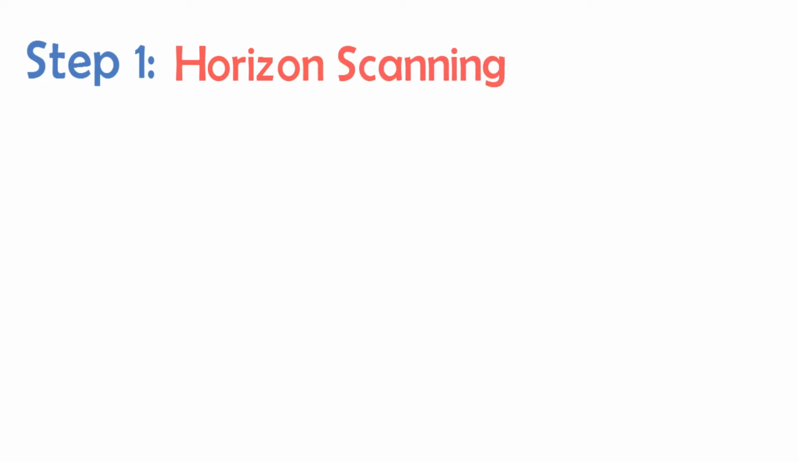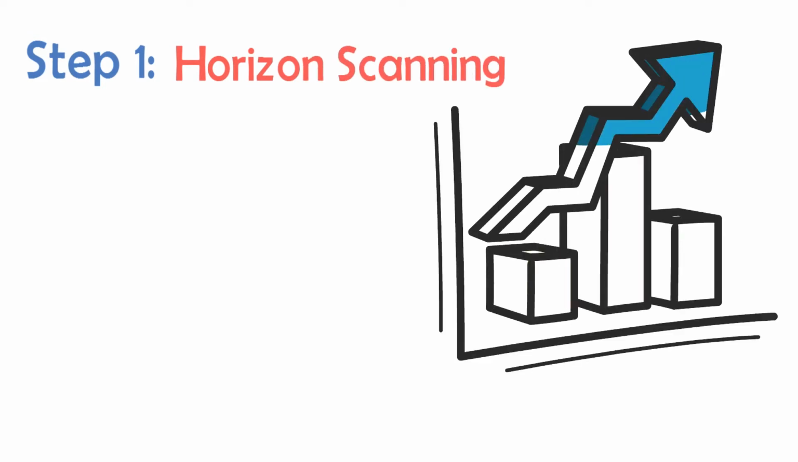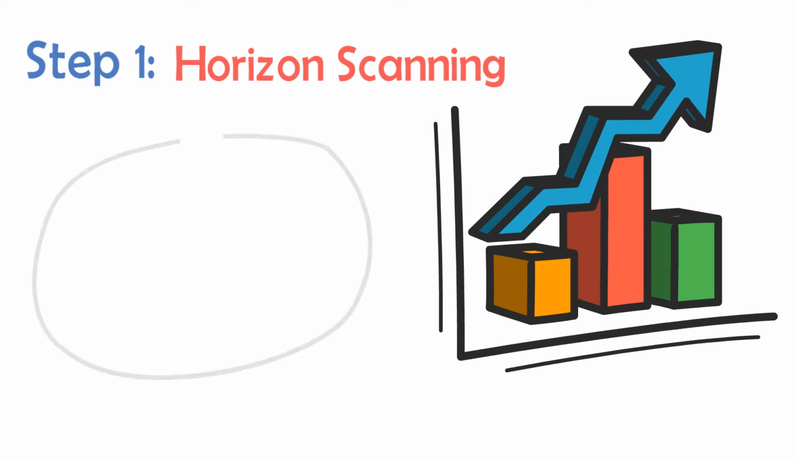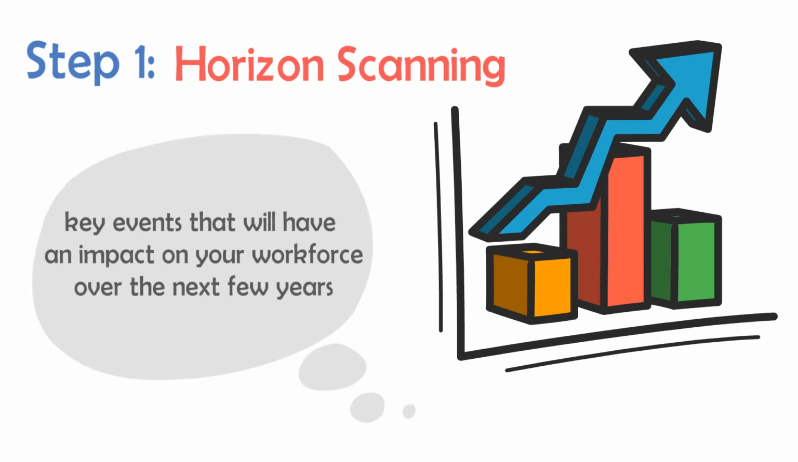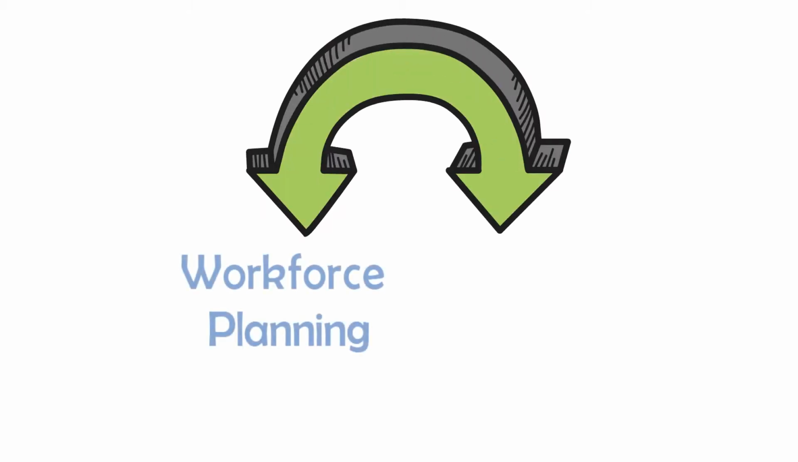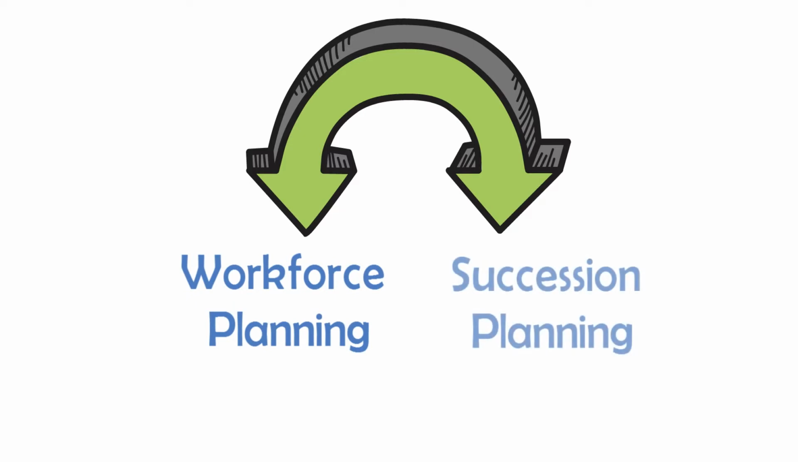The starting point for both workforce planning and succession planning is horizon scanning. The Toolkit recommends horizon scanning as the best way to consider at a high level the key events that will have an impact on your workforce over the next few years, and also learn from what has happened in the years previously. Once your horizon scan is complete, the Toolkit then considers workforce planning and succession planning separately. Although they are closely linked, there are key differences and approaches to each.